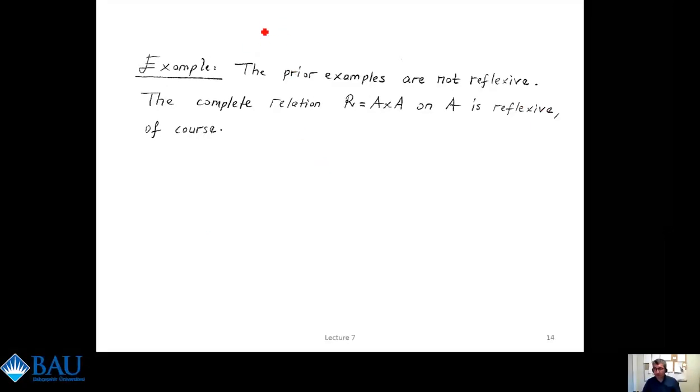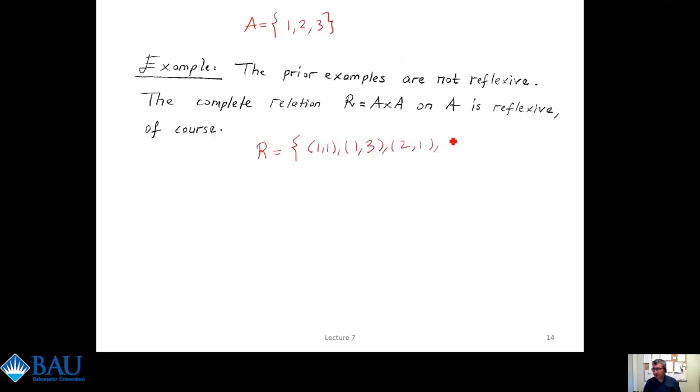For example, this one. This is set A: 1, 2, 3. And I want to define a relation R this way: (1,1), (1,3), (2,1), (3,3), (2,2). Let me write a different one, so I want to put the subscript 1: R sub 1, R sub 2.